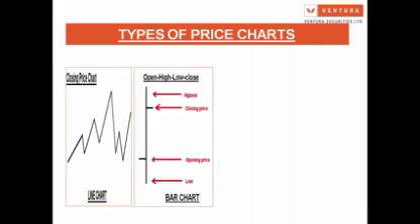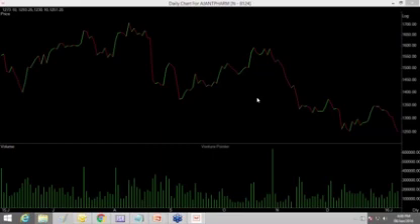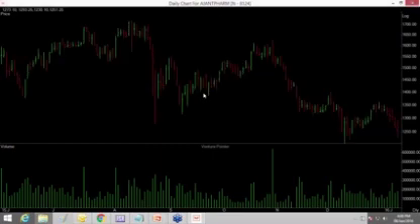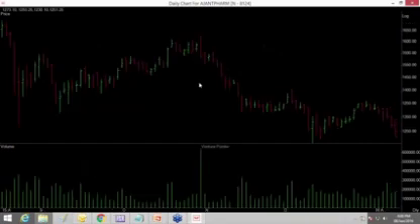Now after the line chart, second is the bar chart. In a bar chart, we see one vertical line and two horizontal lines. The upper part of the vertical line represents the high of the day, and the lower part of the vertical line represents the low of the day. The right horizontal line represents the closing of the day, and the left line represents the opening of the day. Okay. Now if you press B on a price chart, then it will show you the bar chart.